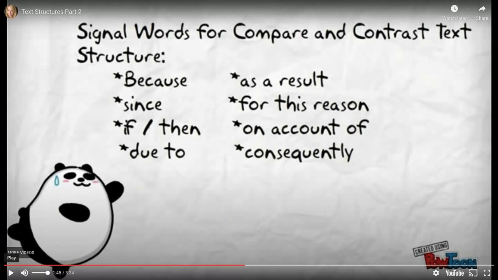And these are our signal words that will help us identify the text structure of cause and effect. Because, since, if, then, due to, as a result, for the reason, or on account of.